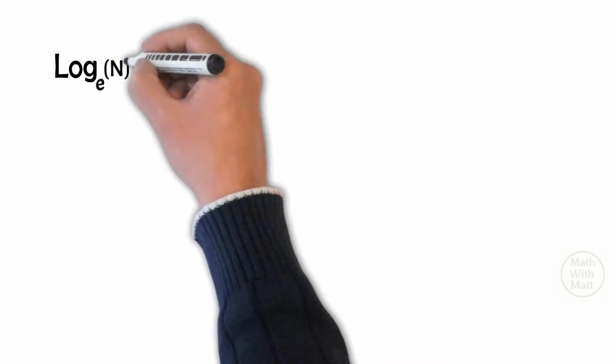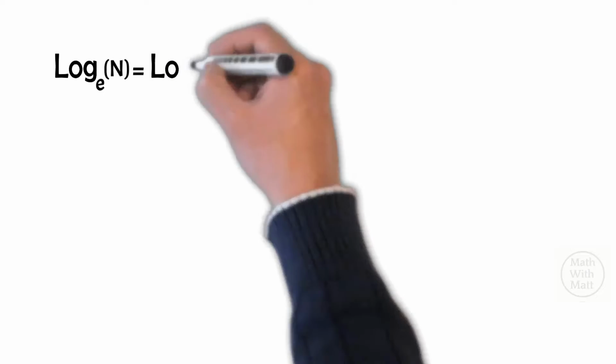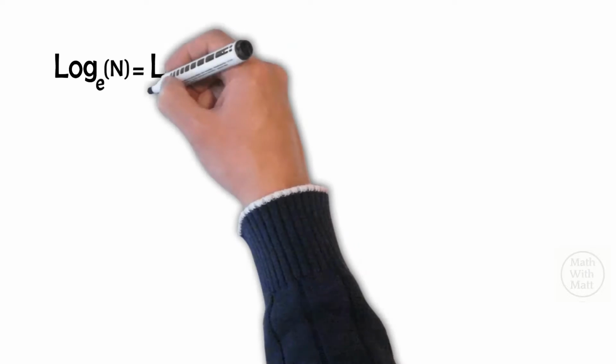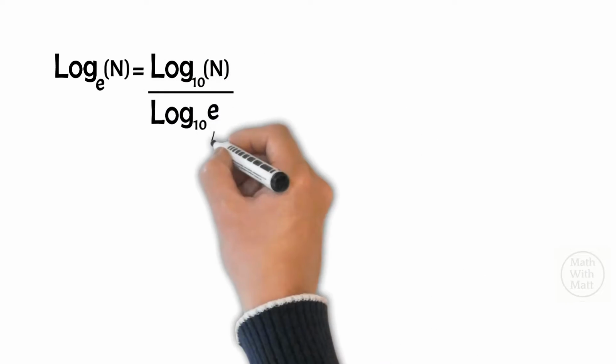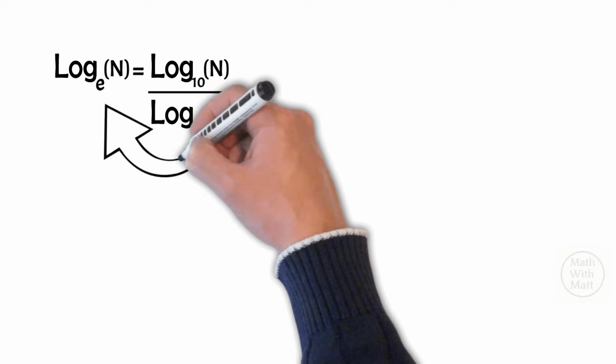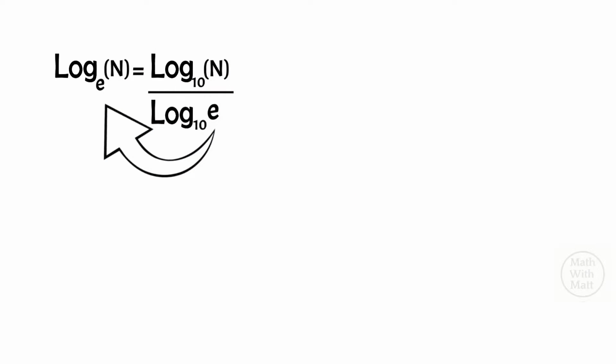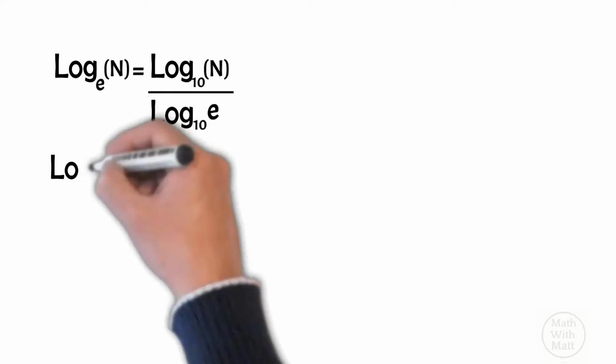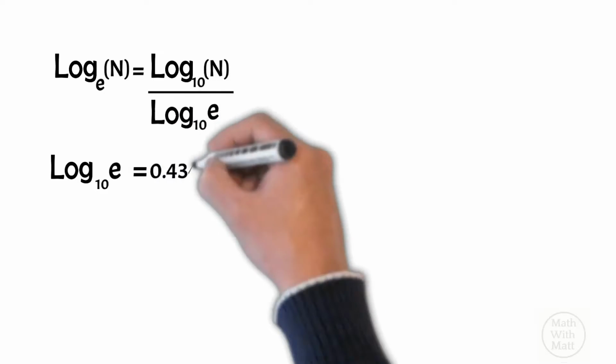Suppose you need to find a natural log, that is log of e, of any number, but you only have your log table with you. So what we will do here is take log of base 10 of that number, upon the log of base 10 of e, that is the previous base. And we can calculate the log of base 10 of e, using the log table, and the answer comes as 0.4343.